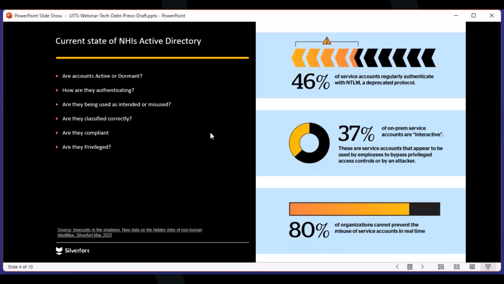So just some of the numbers on this: 46% of service accounts regularly authenticate with NTLM, probably V1, V2 if you can. We'll talk about that in a little bit. 37% of on-prem service accounts are interactive, i.e. they're just logging on interactively to different resources, which creates a huge blast radius. And then 80% of organizations can't prevent the misuse of service accounts in real time. We're going to talk a little bit about how Silverfort can solve for that for you.